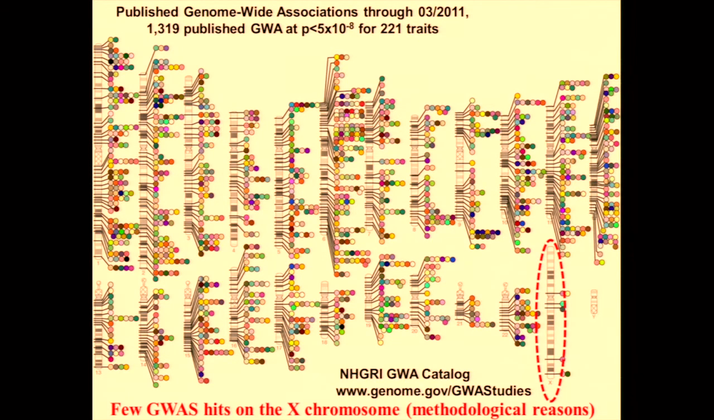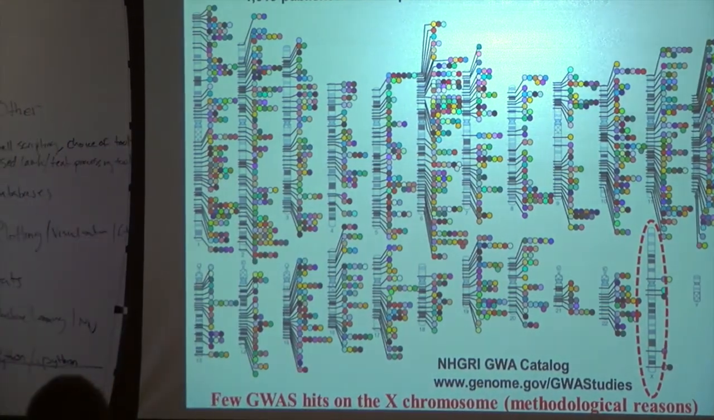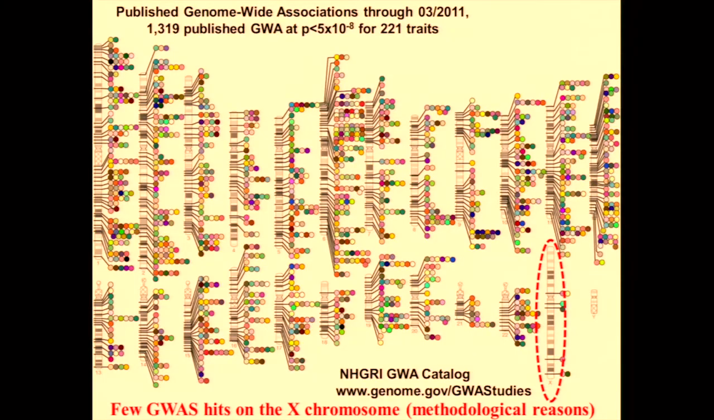A couple of things to note, the X is strangely lacking. That's not because there are no diseases caused by genes on the X. It's because most people throw out the X chromosome when they do these kinds of studies, just because it's harder to work with, because of X chromosome inactivation in females, because males and females have dosage differences.